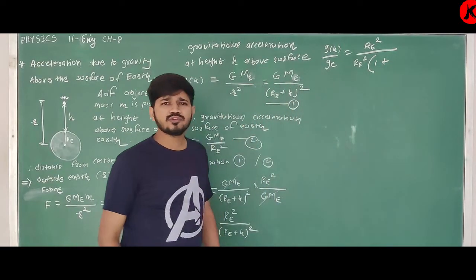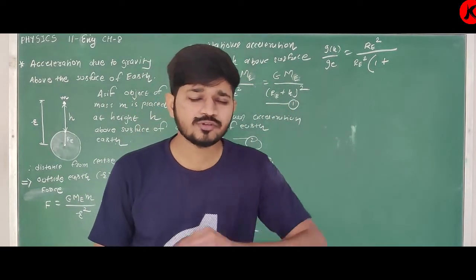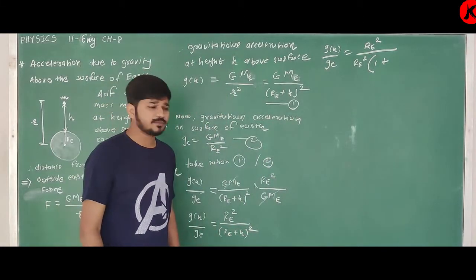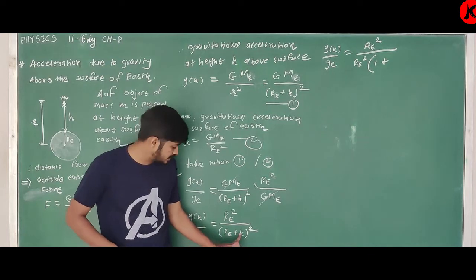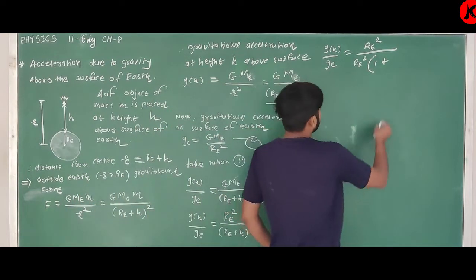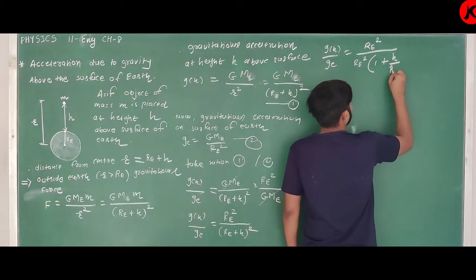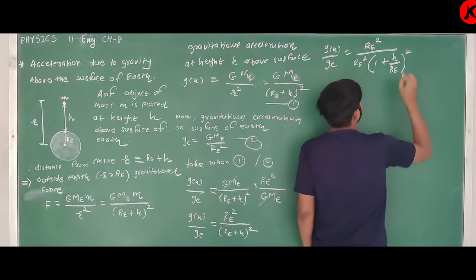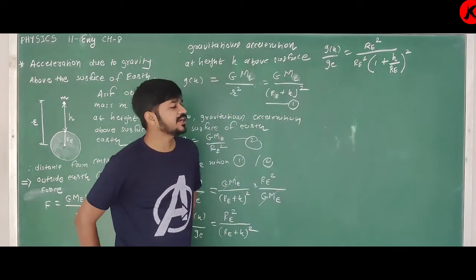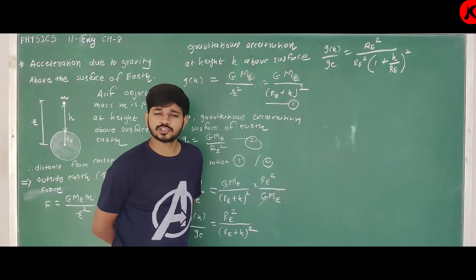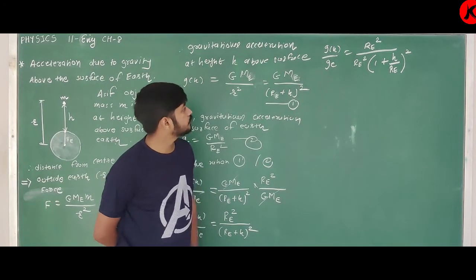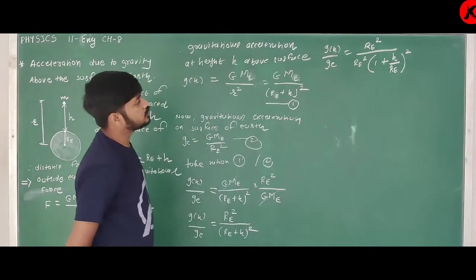See, whatever term you take common, in the bracket you have to divide by that term. If you are taking R_E common, then R_E upon R_E is 1, and here it will be h upon R_E. So here it is h upon R_E whole square. Any doubt? Hello? Any doubt? Sure? Okay.